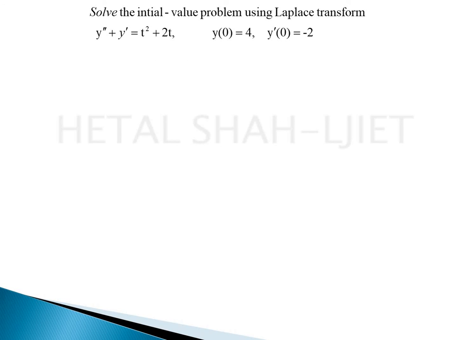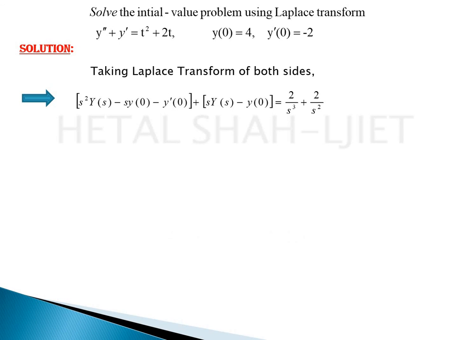Now one more example. Solve the initial value problem using Laplace transform for this equation, with the condition y of 0 is 4 and y dash of 0 is minus 2. Taking Laplace transform of both sides, by applying the formula, we get this. Here the Laplace of t square is 2 upon s cube, and Laplace of t is 1 upon s square. By putting the initial condition in this equation, we get this equation.